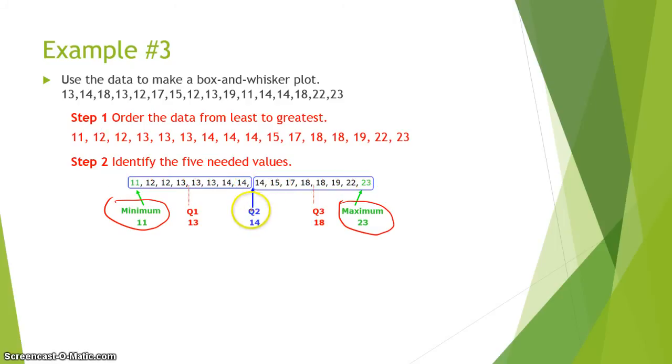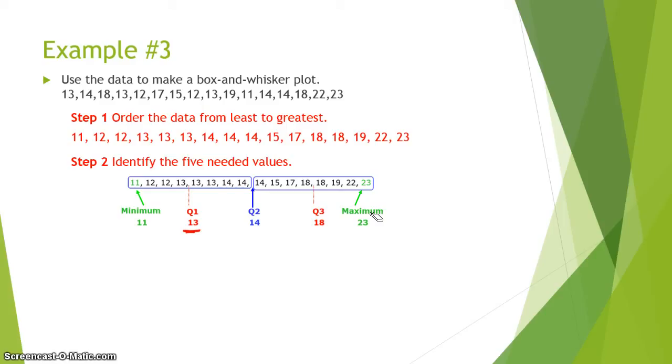So we have 14, but now what we need to do is find our first quartile and our third quartile. So from our median here, 14, we then cross off each end to find our first quartile. We get 2 here, which is 13. Add them together, divide by 2 to get 13. The third quartile, we'd cross off each end here. We would add those 2 18s together, divide by 2 to get our third quartile is 18. So we found the 5 needed values.